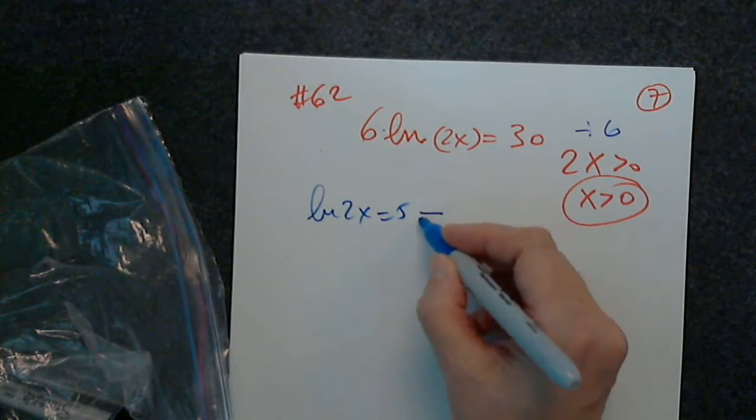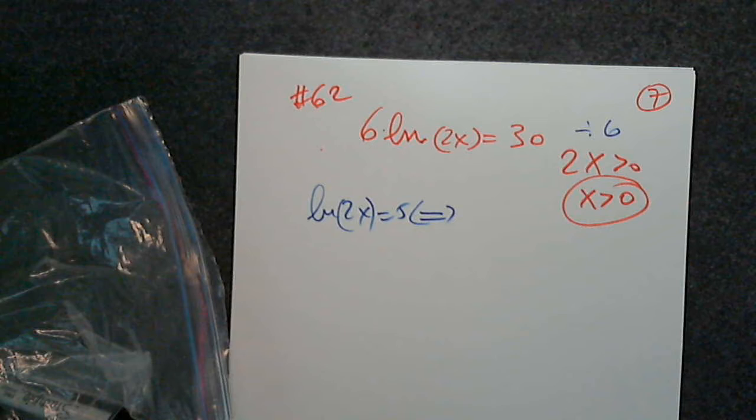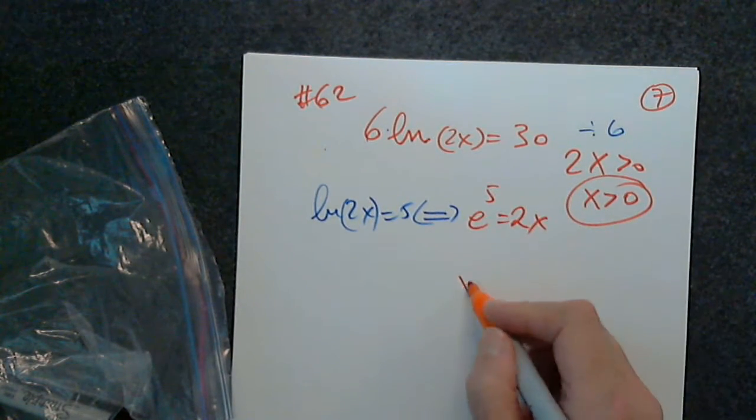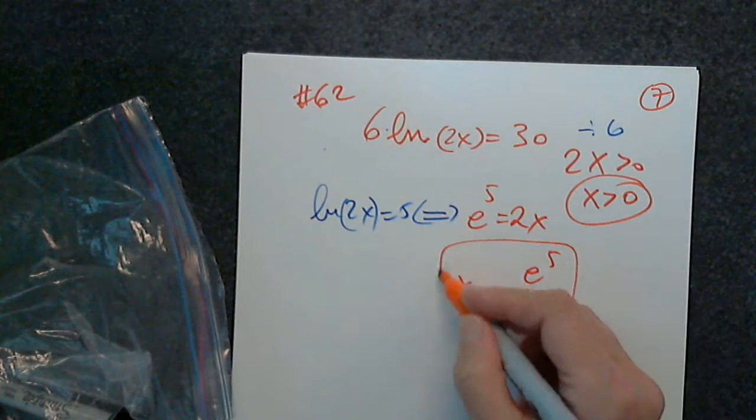Now this is completely cleaned up, and now I can change it into an exponential equation. You cannot make that change before you get rid of the number in front. So how do I change this log equation into an exponential one? What is the base? I don't see a base here. 10. LOG has base 10. Natural log has base e. E to the 5th power equals 2x. So x equals e to the 5th over 2.